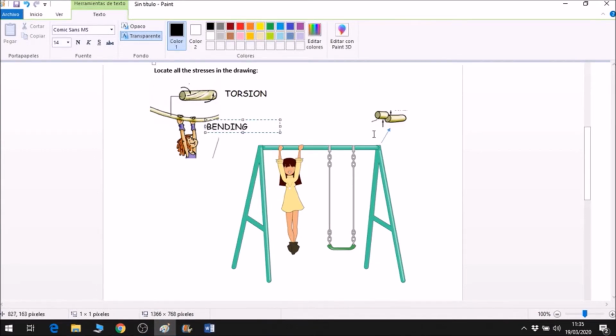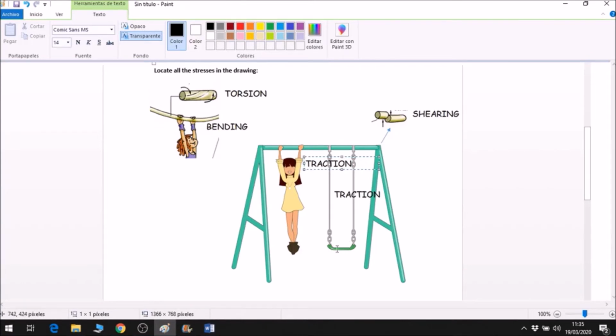And this part, if we amplify it, this is a shearing or cutting stress. We are trying to divide this structure, okay? Separate it into two different parts. And what about these ropes? This is a traction stress. And the arms of this girl, while she's hanging from the bar, also traction stress.